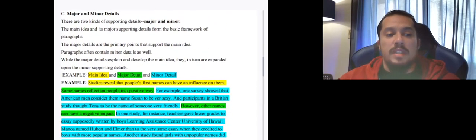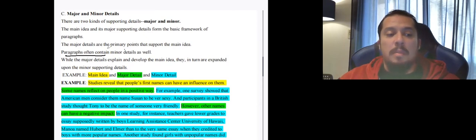Now, there are two types of details, right? There's major and minor details. Two types, major and minor. The main idea and its major supporting details form the basic framework of a paragraph, right? So I have a topic sentence, then the major details. The major details are the primary points the author supports the main idea with.